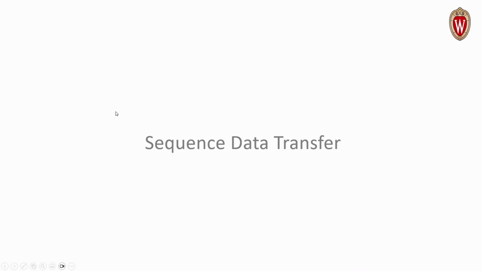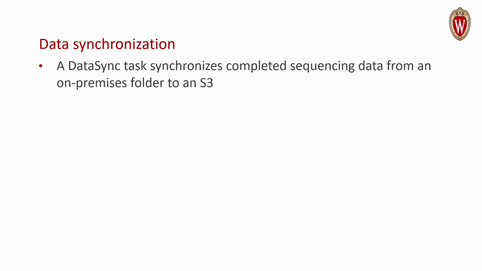First things first, I'm going to talk to you about how sequence data transfer is automated. The key component of that is data synchronization. This uses DataSync, and a DataSync task will synchronize completed sequencing data from an on-premises folder to an S3 bucket. Like I said, our sequencing team members will take reads and put them into a folder, and then a DataSync task, which is performed every hour on the hour, will sync sequence data up into the corresponding S3 bucket in AWS Cloud.